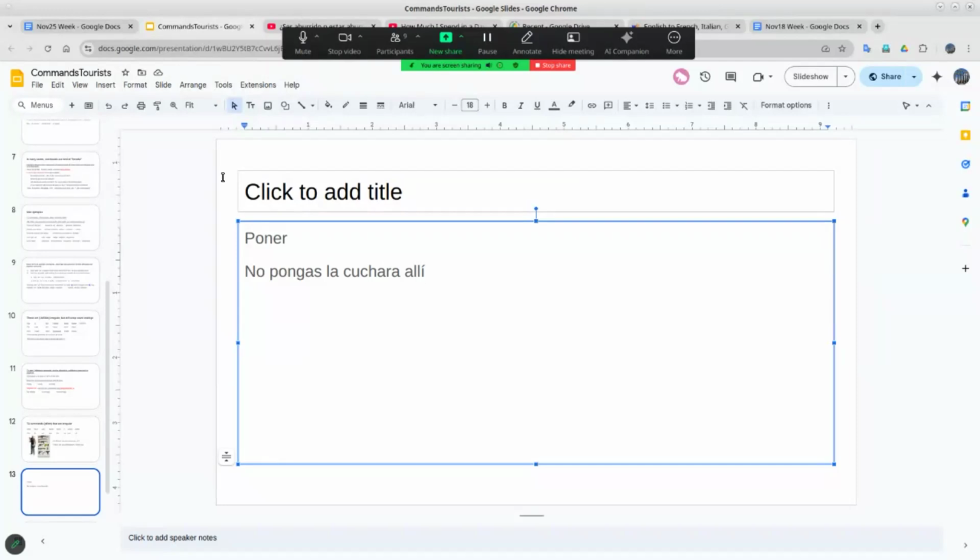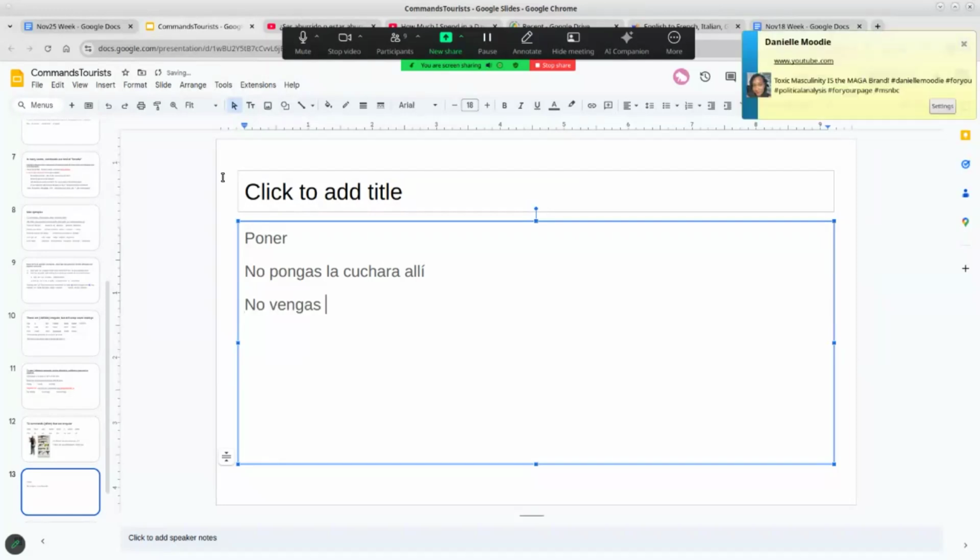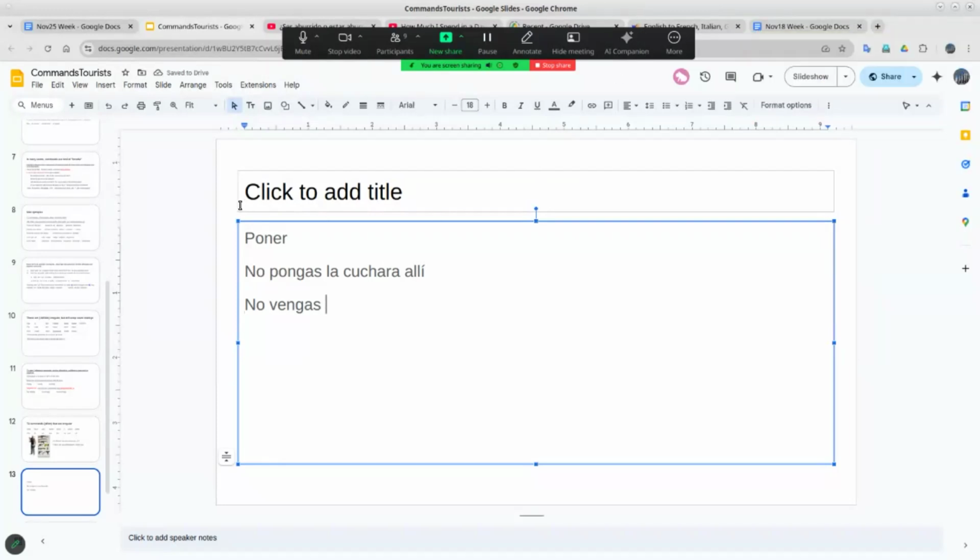It goes back to that yo thing. No vengas. No vengas a la una. Don't come at 1 o'clock. We're not ready to eat then. Don't come at 1. Ven a las 4. Come at 4. There's a negative command and a do-it command, and it's from venir. No vengas a la 1. Ven a las 4. Come at 4.